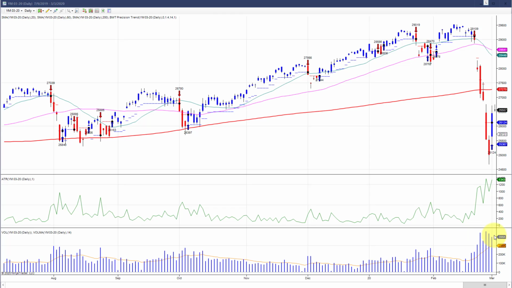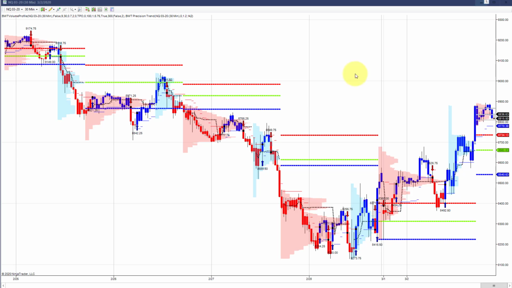And so you can see the contracts traded here in the Dow, not as much as the E-mini S&P, and the Dow hit its 200-day moving average first, 3 days earlier than the Nasdaq, and a day earlier than the E-mini S&P. So back to our 30-minute chart.